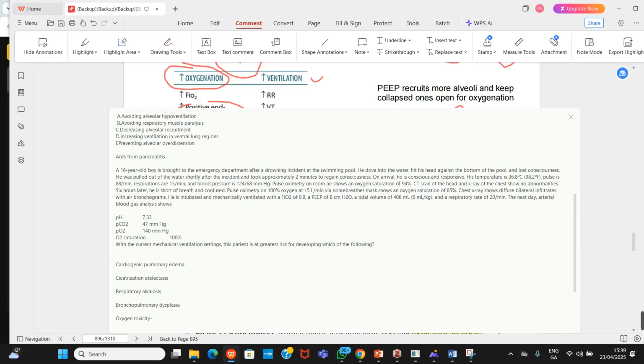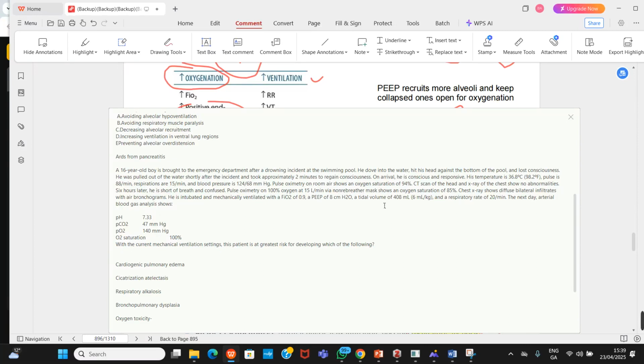What do we think about this oxygen saturation at 100% oxygen? It's low. So can we say that this guy is already having shunting? Yes, he's not really improving because of the 100% oxygen. You are saying 100% and the saturation is 85.